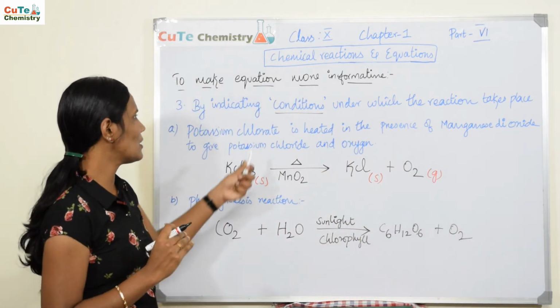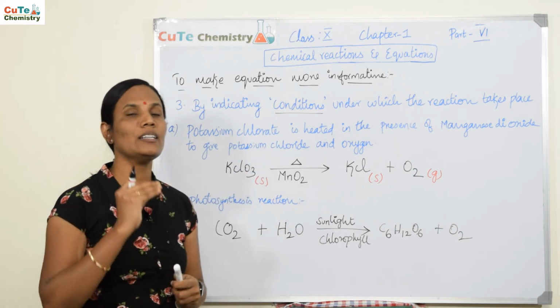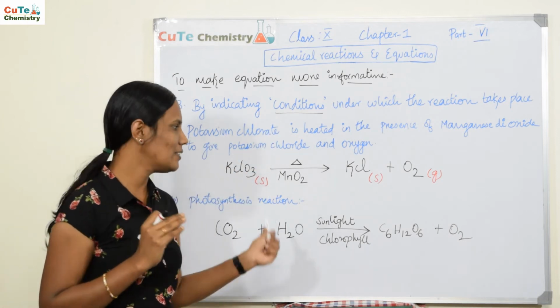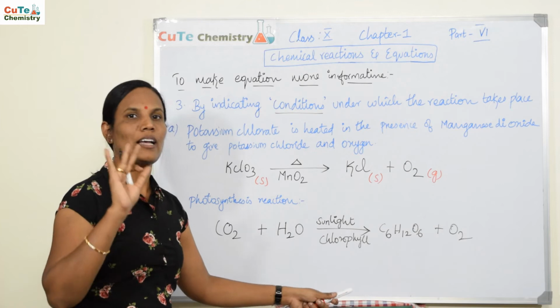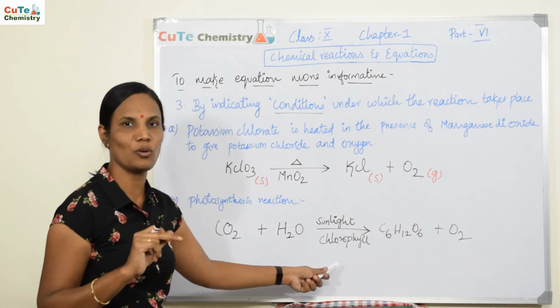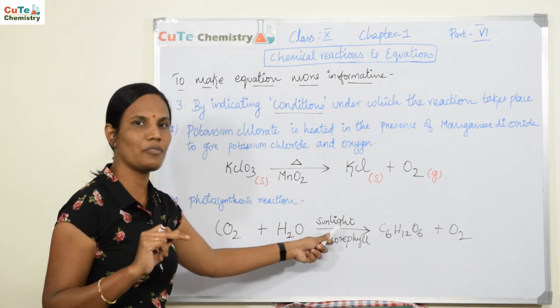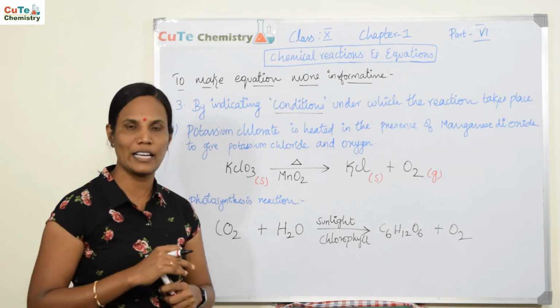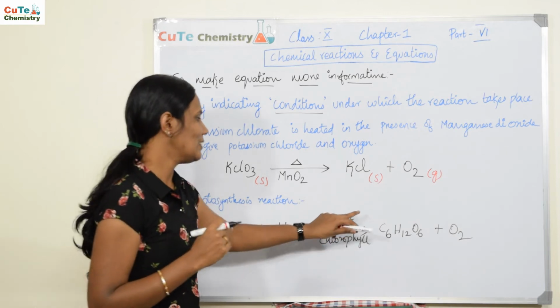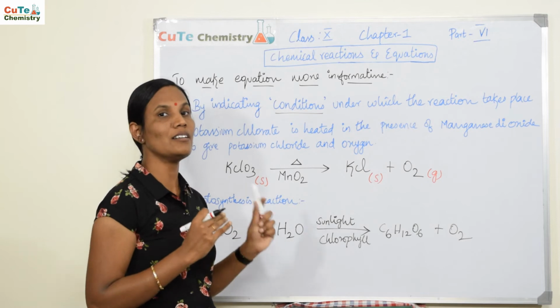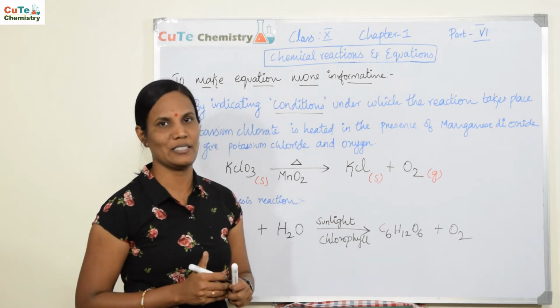So this is also an example of mentioning the condition of the reaction. This reaction can occur in the presence of sunlight and chlorophyll. If there is no chlorophyll and sunlight, then the reaction will not take place. That is the reason this is a condition of the reaction, so that the reaction can take place.